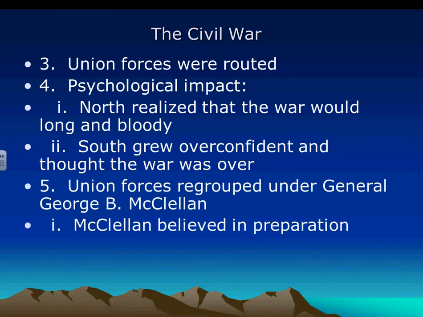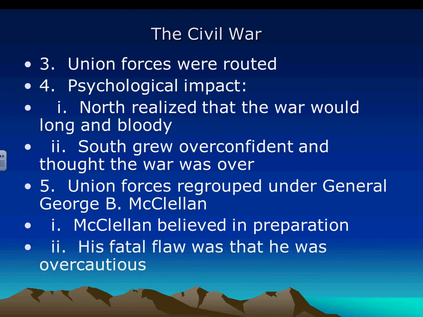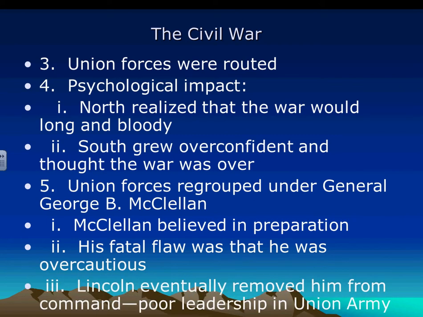The Union forces regrouped under General George McClellan. He will be the commander of the Union forces. He will be removed and then placed back in command and then removed again. He was great for preparing logistics, but never really had a mind for winning the war. His fatal flaw was that he was overcautious, and because of poor leadership in the Union Army, he will be removed from command.